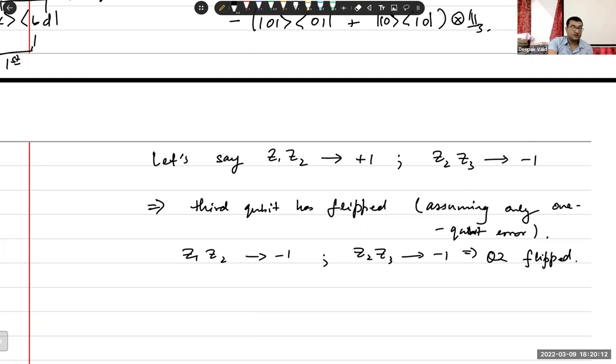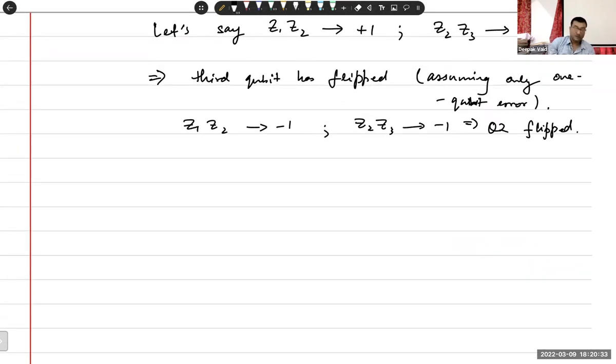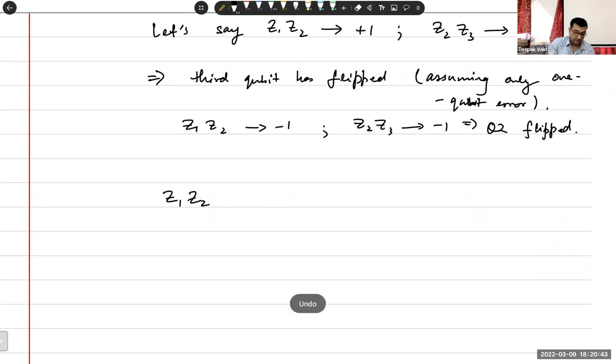Okay. Now, again, one might ask, in doing all these measurements, am I not destroying my state? So let's look at what happens when you take one of these measurements and act on the state. If you take Z1, Z2, and you act on the state alpha, let me just say 000 plus beta 111.